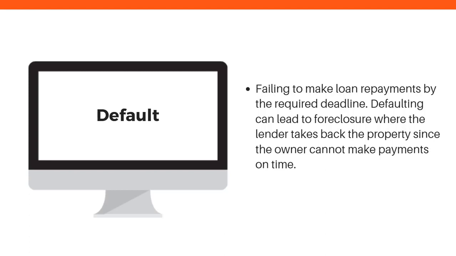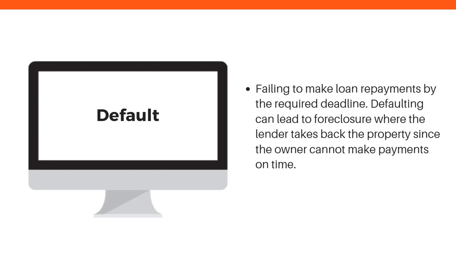Default. This is failing to make loan repayments by the required deadline. So every month you are responsible for paying the mortgage. You've got a mortgage payment you got to pay, and you've got a certain deadline to pay it by each month. If you fail to make that loan payment during that deadline, you have defaulted on your loan.